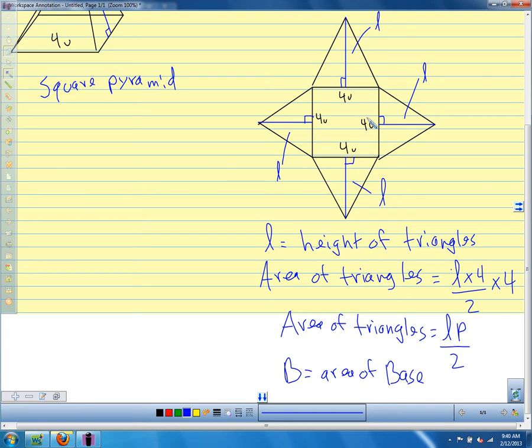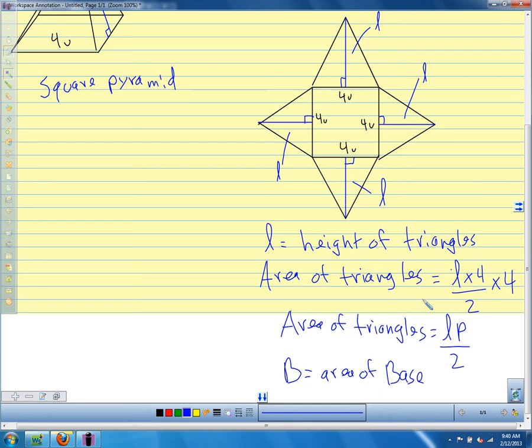But just like with a prism, I cut it open, lay it flat, add up the area of all the pieces, and that's where my formula for the surface area comes from. Exact same idea as we talked about before. Any questions on that?